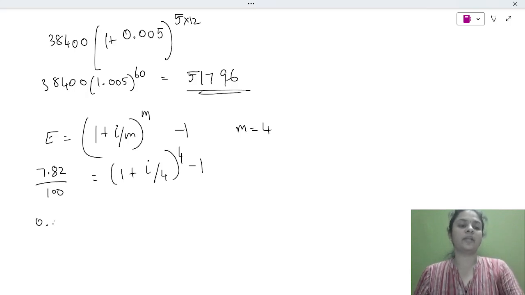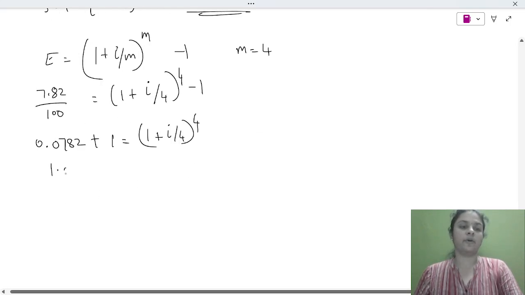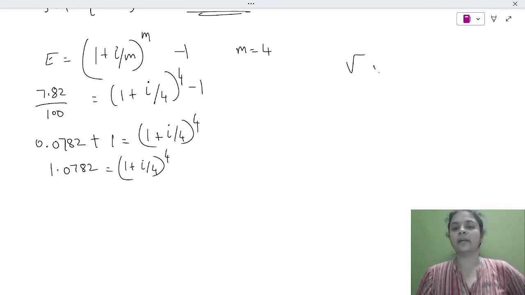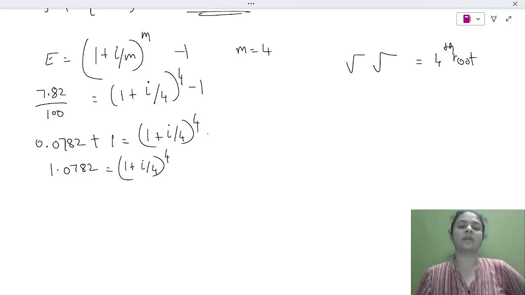So 0.0782 plus 1 is equal to 1 plus I by 4 the whole power 4. So 1.0782 is equal to 1 plus I by 4 the whole power 4. Now how to take the fourth root? You have square root button in your calculator. Press square root button twice to get the fourth root. Okay, you are having fourth power, so you have to take the fourth root. Press the square root button twice.